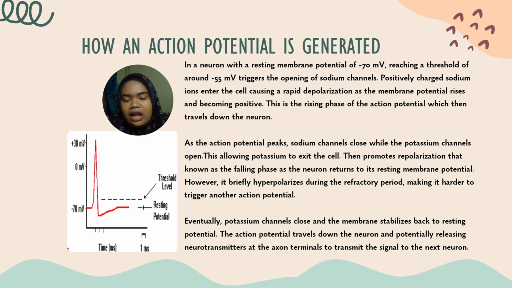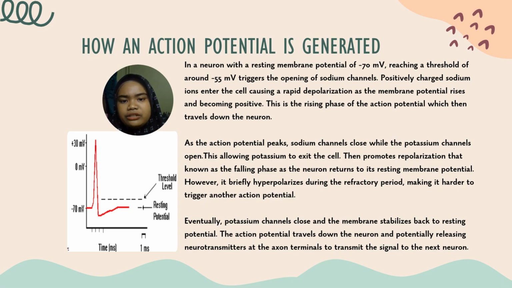So in this slide, I will explain about how an action potential is generated. In a neuron with a resting membrane potential of negative 70 mV, reaching a threshold of around negative 55 mV triggers the opening of sodium channels. Positively charged sodium ions enter the cell, causing a rapid depolarization as the membrane potential rises and becomes positive.